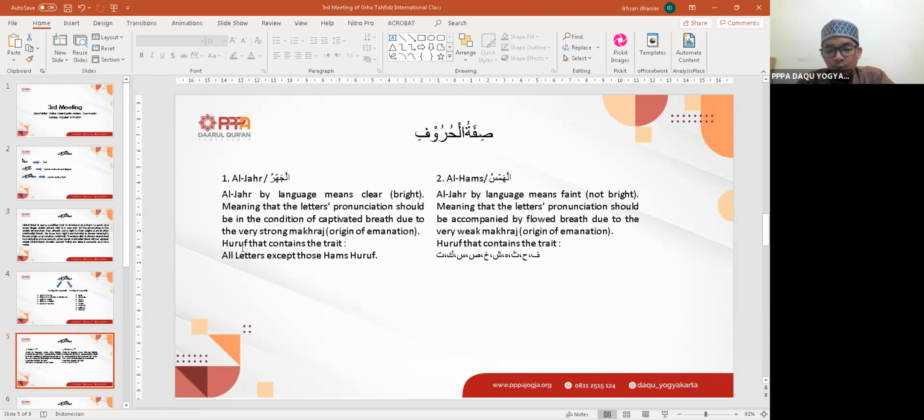So who is included in al-jahr? Which huruf is included in al-jahr? It's all the letters except those hams huruf. Okay, so al-jahr includes all the letters except those hams huruf, all the letters which are not included in al-hams.